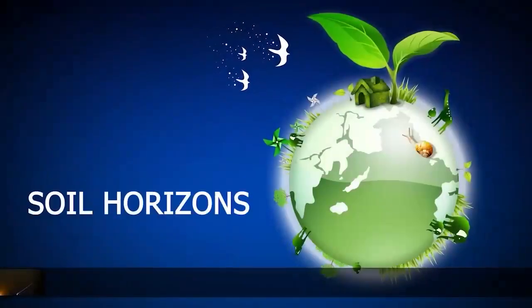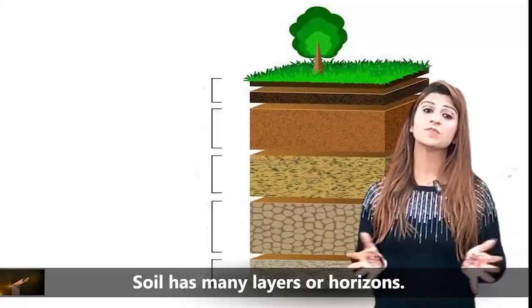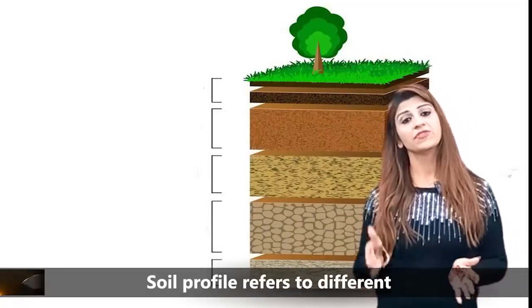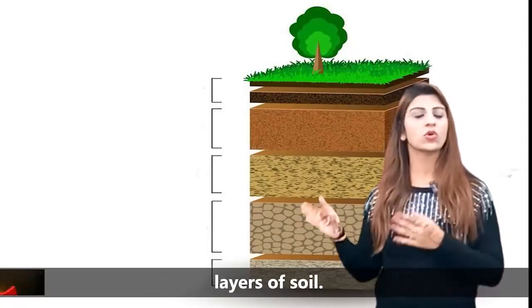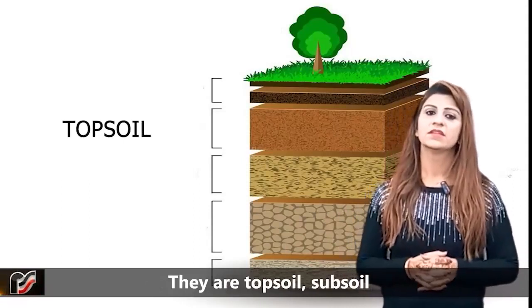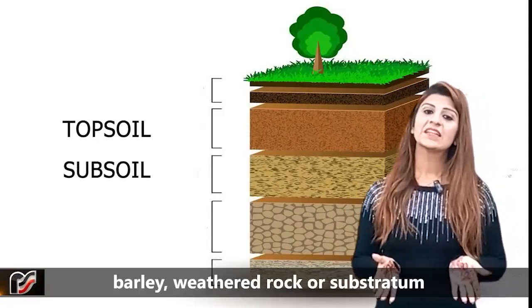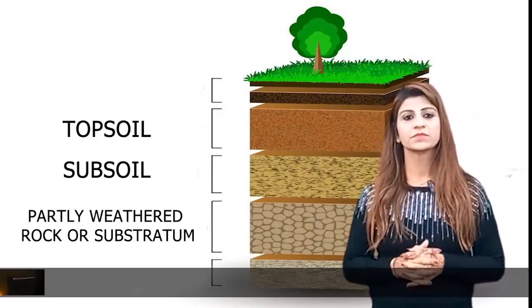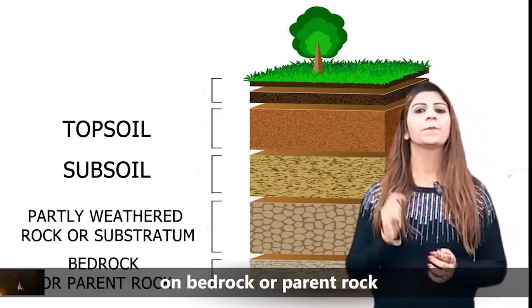Soil horizons. Soil has many layers or horizons. Soil profile refers to different layers of soil. They are topsoil, subsoil, partly weathered rock or substratum, and bedrock or parent rock.